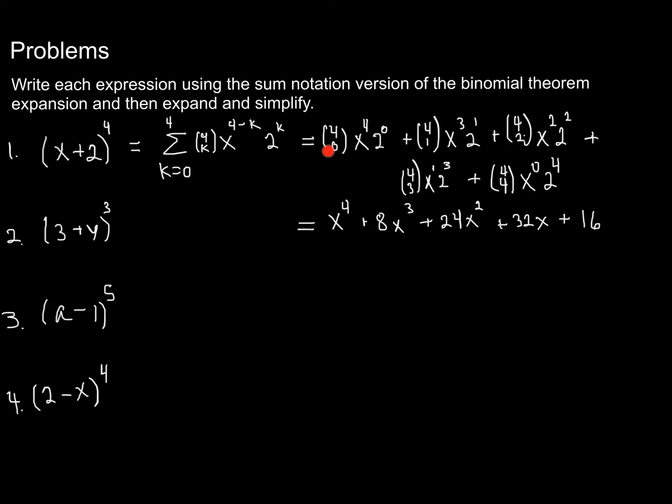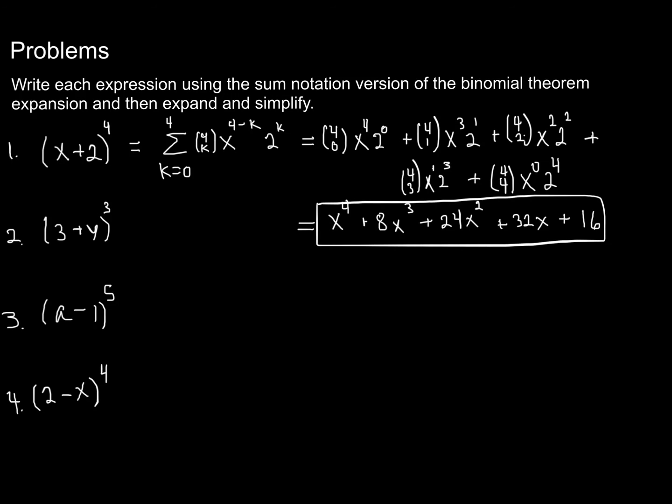So here 4 choose 0 is 1, 2 to the 0 is 1, so I just have x to the 4th. 4 choose 1 is 4, 2 to the 1 is 2, 4 times 2 is 8. 4 choose 2 is 6, 2 to the second power is 4, 6 times 4 is 24. 4 choose 3 is again 4, 2 to the third is 8, so I have 4 times 8, which is 32x. Then 4 choose 4 is 1, x to the 0 is 1, and 2 to the 4th is 16. So that would be my final expansion.